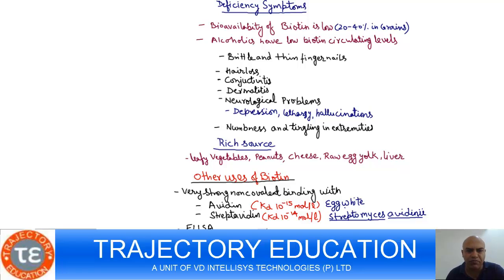Another interesting use of biotin is in ELISA, that is enzyme linked immunosorbent assay, where secondary antibodies linked with biotin are utilized for capturing the primary antibodies, which can later be identified by using streptavidin conjugated with a reporter molecule like horseradish peroxidase or alkaline phosphatase.